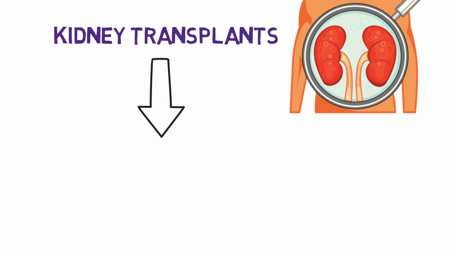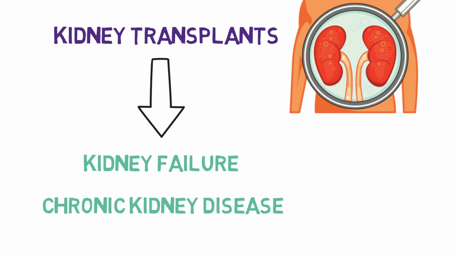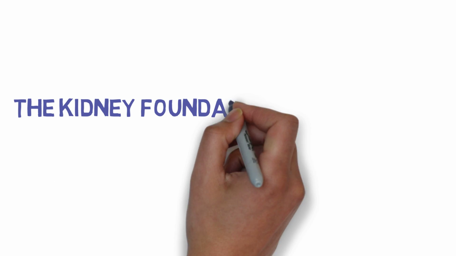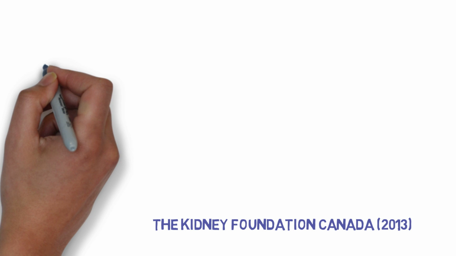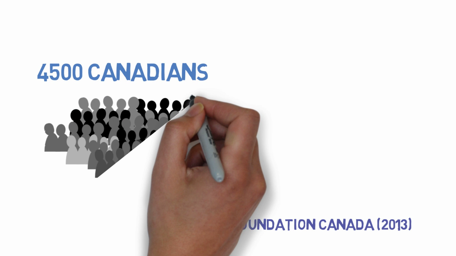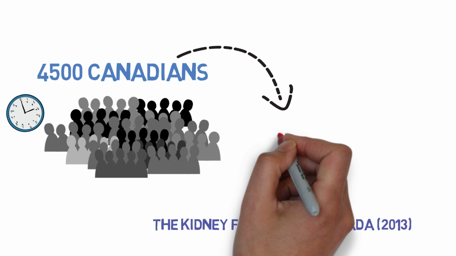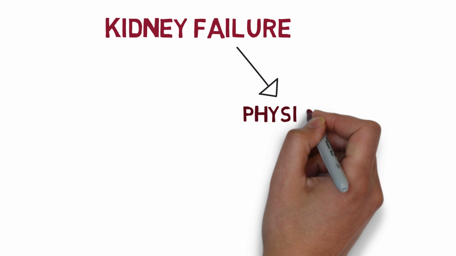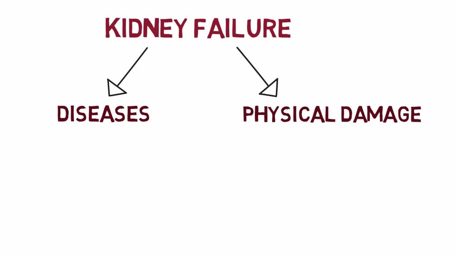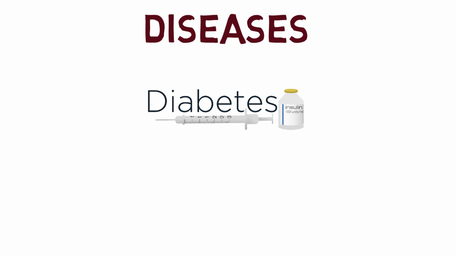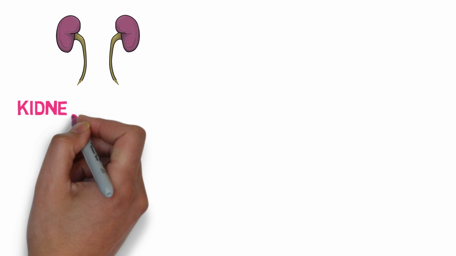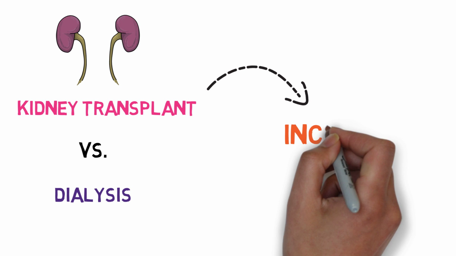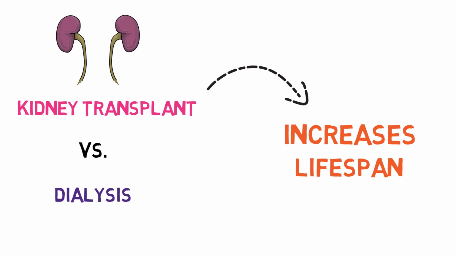Kidney transplants are one of the most effective treatments for people facing kidney failures and chronic kidney disease. According to the Kidney Foundation of Canada, in 2013, 4,500 Canadians were on the waiting list for transplants, and approximately 80% of those were waiting for a kidney. Kidney failure is caused by either physical damage or due to diseases, the most common being diabetes and high blood pressure. Studies have also shown that kidney transplants, in comparison to dialysis, will increase the patient's lifespan.